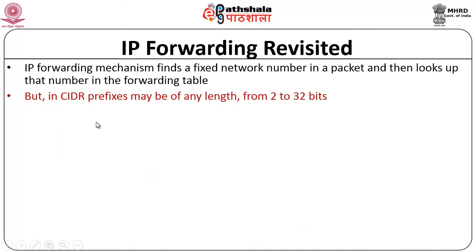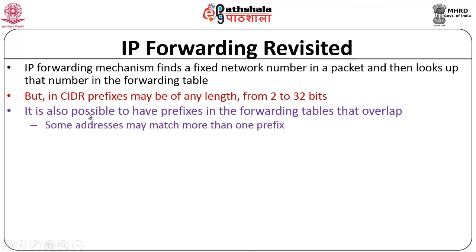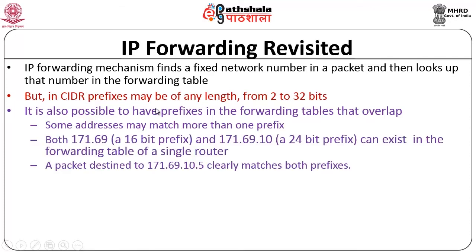So if you look at IP forwarding with CIDR prefixes, network addresses can be of any length from 2 bits to 32 bits. So prefixes can be of any length. This is important to note. As I said before, we can have prefixes in the forwarding tables that overlap. For instance, both these addresses, 171.69, which has a 16-bit prefix, and 171.69.10, which has a 24-bit prefix, can exist in the router, and a packet destined to 171.69.10.5 will match both.